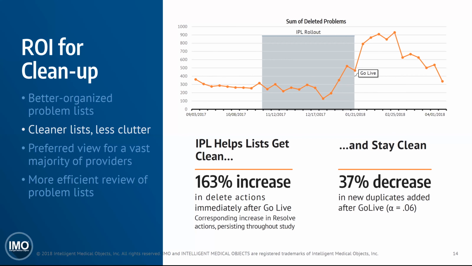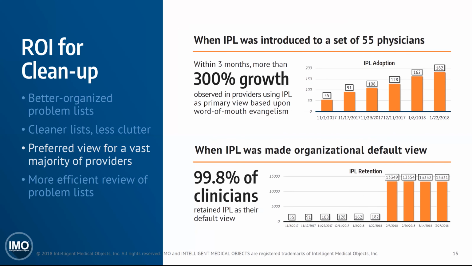What else did we see? In one of our test partner organizations, we released IPL to a group of 55 physicians. Again, no big email campaign to the rest of the staff, no instructions on what these 55 physicians should do as far as their colleagues go. Yet they did recommend it, and by the end of a 3-month period, that number had grown to 182 physicians. And once they were on it, 99.8% of these clinicians stayed with IPL as their default mode. And nothing is a more ringing endorsement than releasing it in a live environment without a lot of fanfare, having people accept it and then stay with it. So we were, again, very, very pleased to see these results.